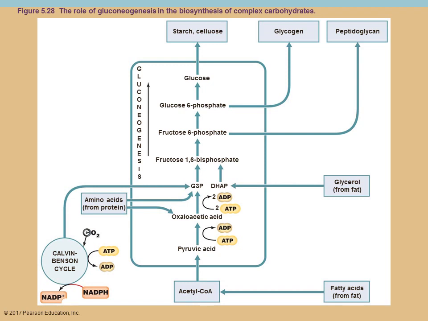If you need to store larger compounds, you need to make peptidoglycan for the bacterial cell wall. So it goes through and uses a lot of these intermediates. Glycolysis is the breakdown of glucose. Gluconeogenesis is the formation of glucose. It's going in the reverse order. But a lot of things will all start with that pyruvic acid and break off from there.